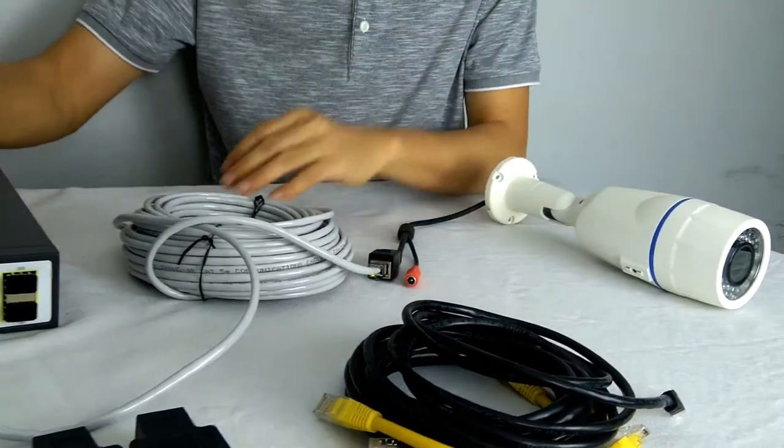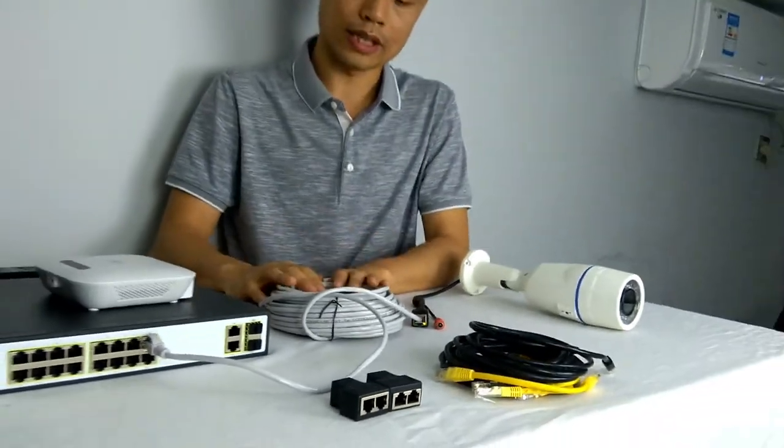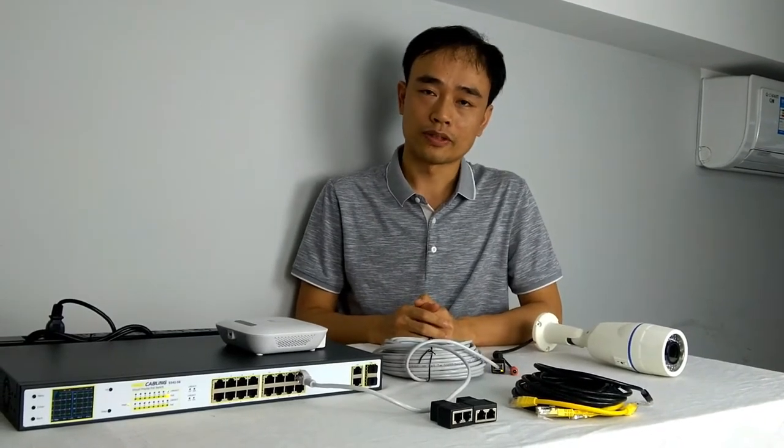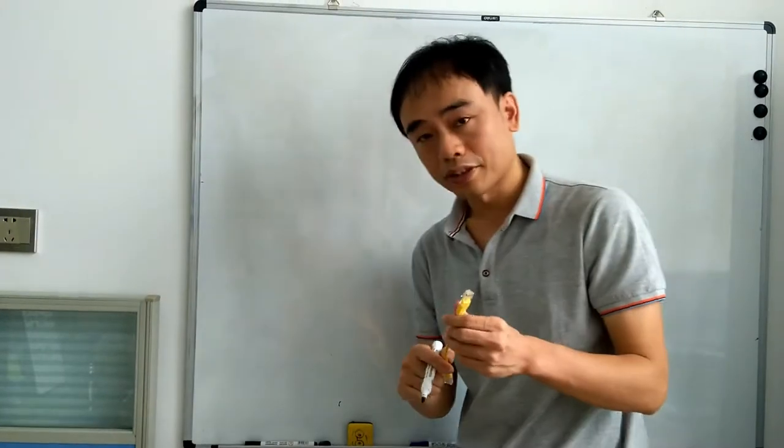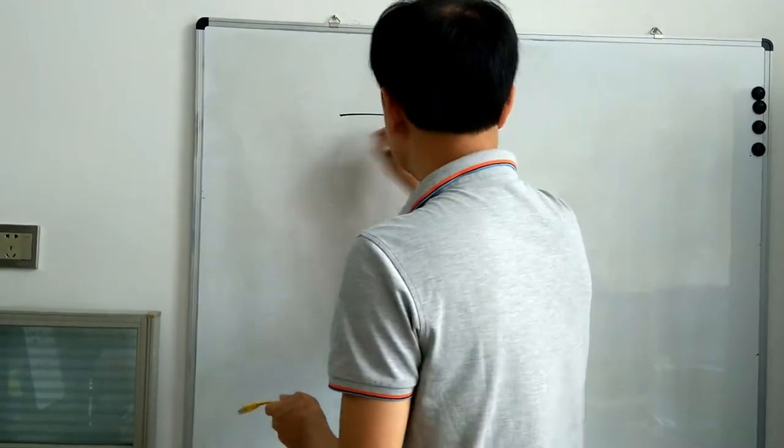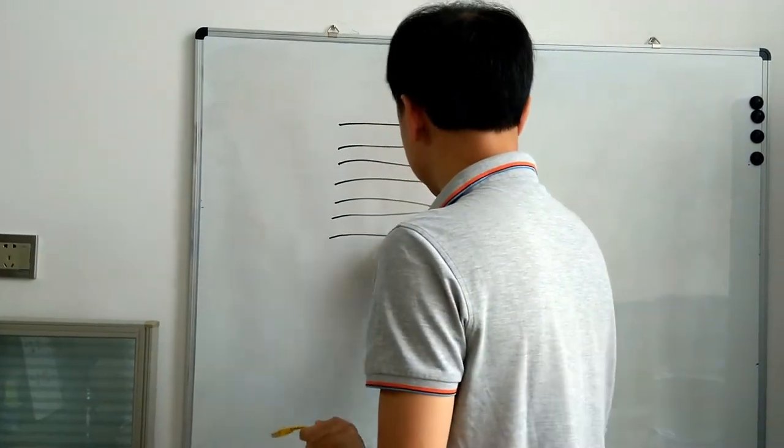In this video, I'm going to demonstrate how to use one cable to connect two network devices with power over internet. First, let's go to the whiteboard and see how this works. This is the typical internet cable. There are four pairs in total, eight twisted wires.